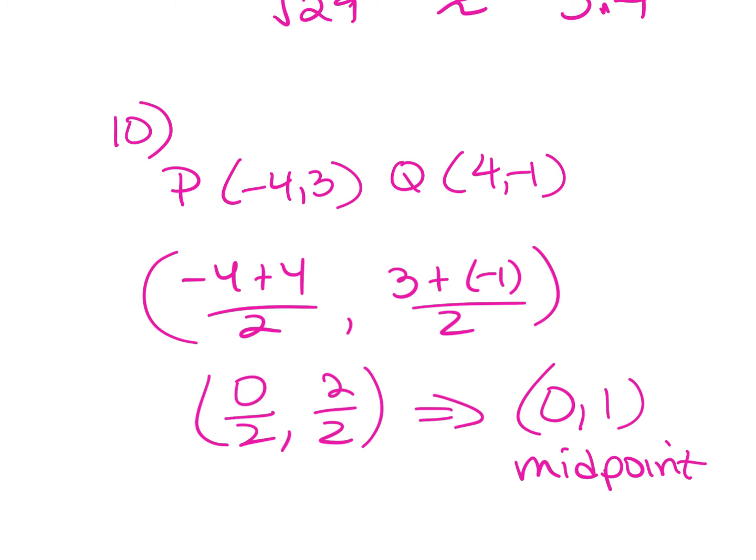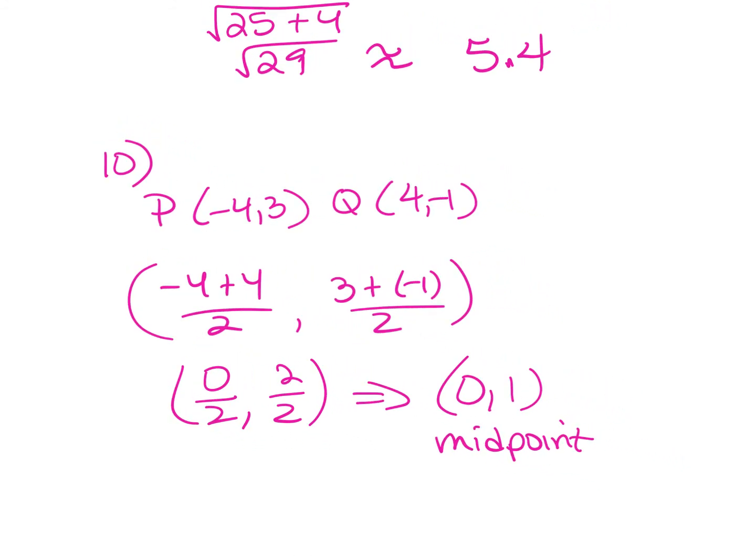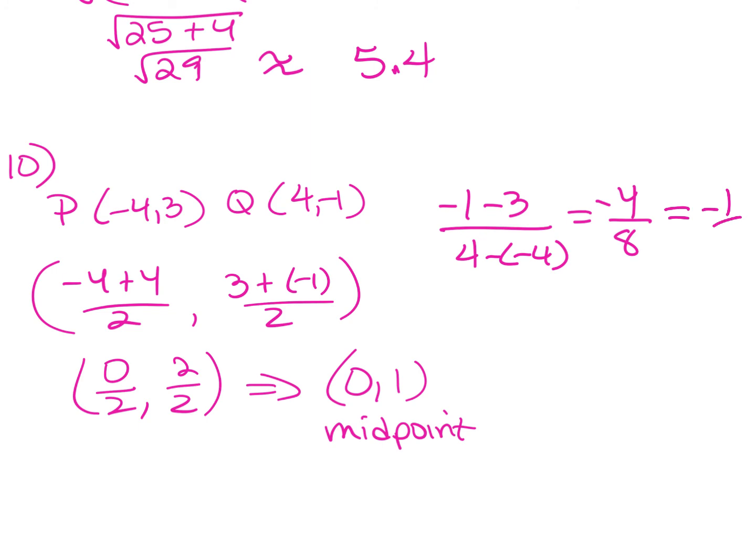The next thing they wanted you to do was write an equation of the line that passes through the midpoint and is perpendicular to PQ. So remember, for perpendicular, what we need to do is find that perpendicular slope. The first thing I'm going to do is find the slope of PQ and then flip it to its opposite reciprocal. So the slope, I'm going to subtract, and it'll be negative 1 minus 3 over 4 minus negative 4. Gives me negative 4 over positive 8, which simplifies to negative 1/2. I need the perpendicular slope, so I flip it and make it positive.